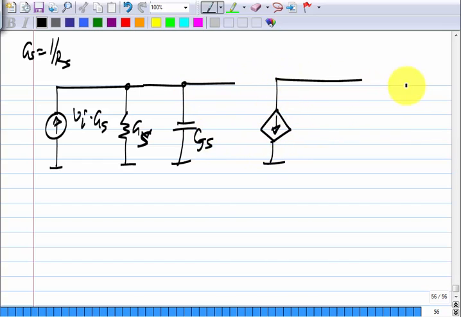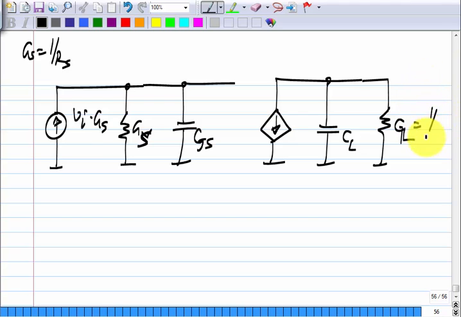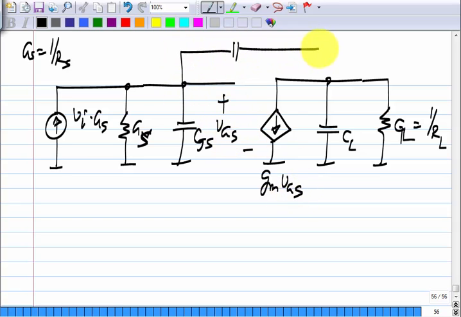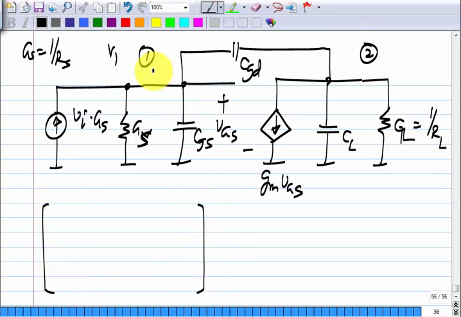All you have to do is to write the KVL and KCL equations and solve for it. But it can be painful enough. So, again for load I am specifying the conductance GL, which of course is 1 by RL. This is GM VGS and this will be CGD, okay. And let us say this is node 1 and node 2. If I call this V1 and this one is V2 or VO, okay.